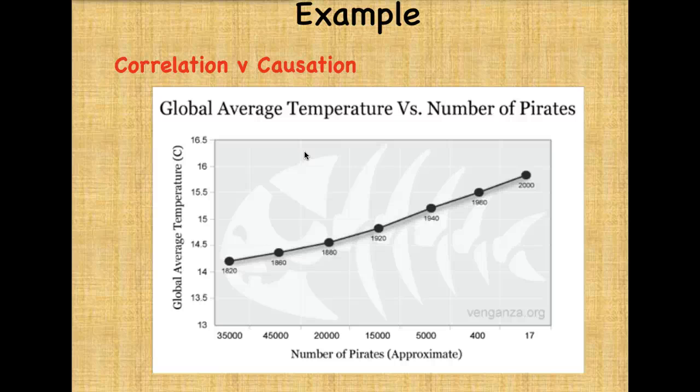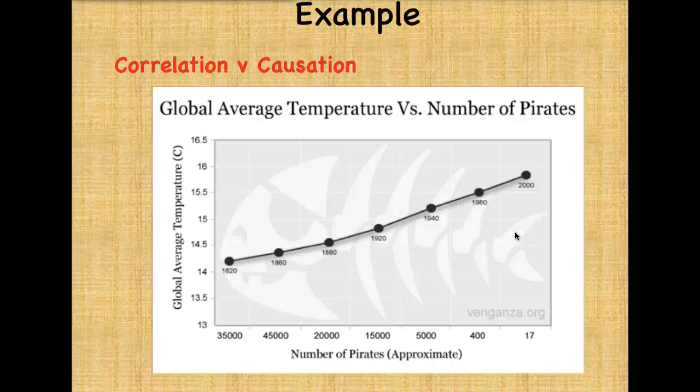All right, let's look at some examples of correlation versus causation, because that can be very confusing. So is this correlation or is this causation? We have global average temperature versus number of pirates. Okay, here's our global average temperature here on the left. As the temperature increases, the number of pirates increase as well. We see that there is a correlation, there's a relationship there, but what do you think? Is it causation? And I would have to say no. The weather doesn't cause there to be more pirates.